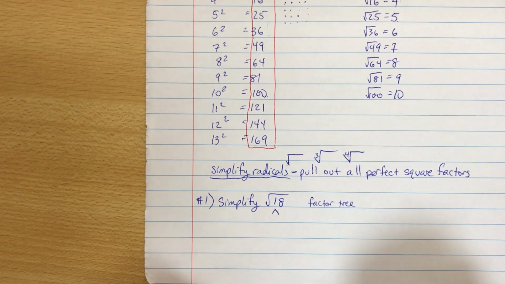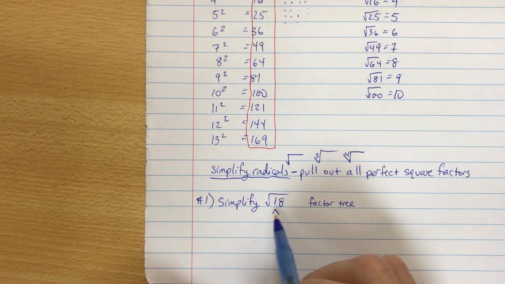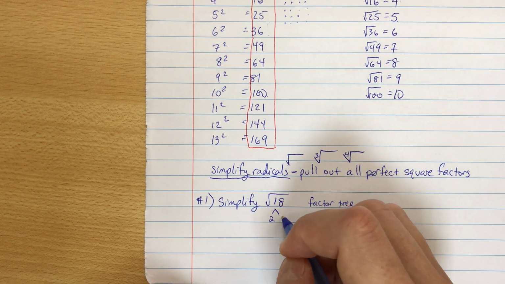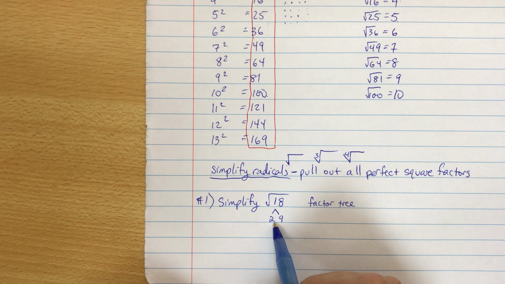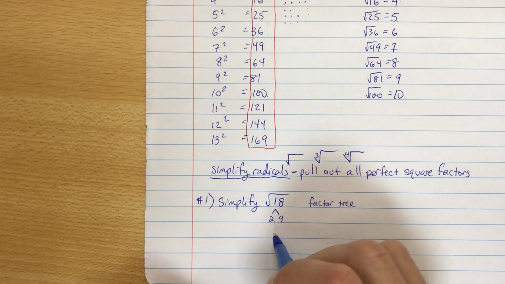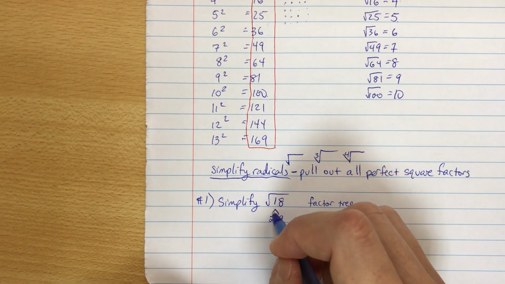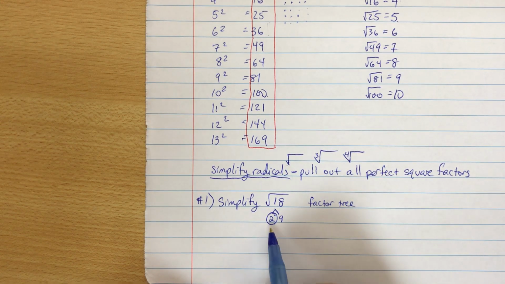A factor tree is basically using multiplication. I'm thinking, what multiplies to 18? Now, I could say 2 and 9. Now, here's the thing, though. 2 is what we call a prime number. I can't break that down anymore. I could say that's 2 times 1, but then I'm just repeating the 2. So I'm going to circle that because I'm done with 2.